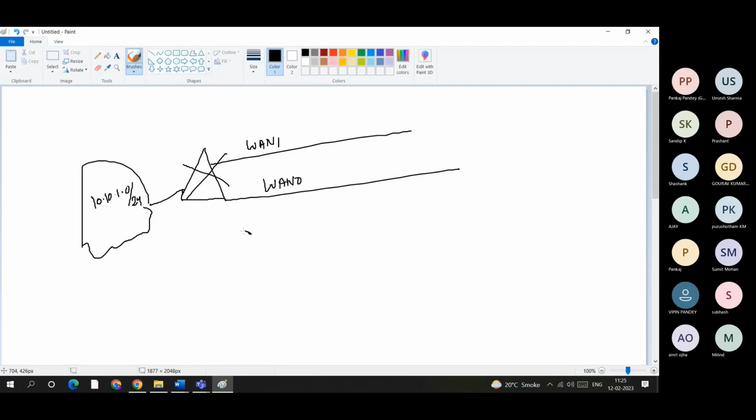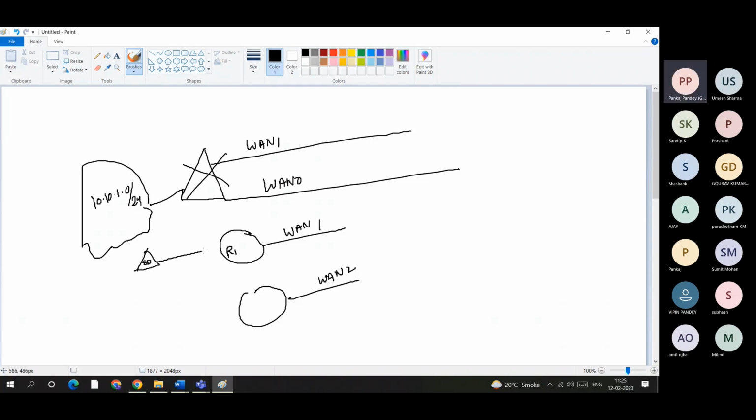So this is R1, router 1, which is connected to WAN 1. This is connected to a router. This is WAN 2. And this is our SD-WAN. I have connected it like this. What are we gaining? Let's see. This is our core switch. I have connected this core switch like this.